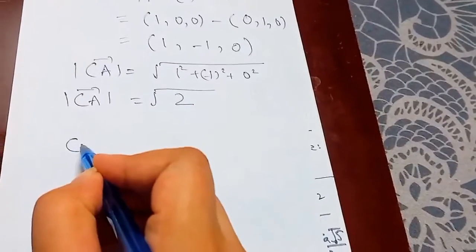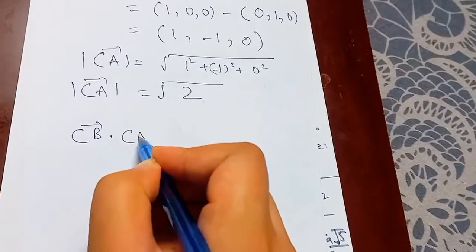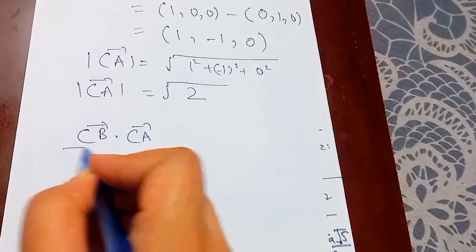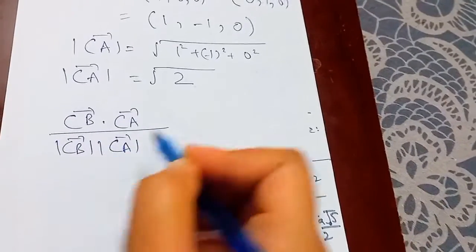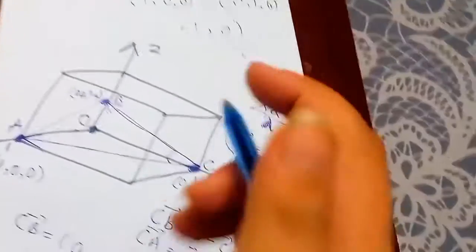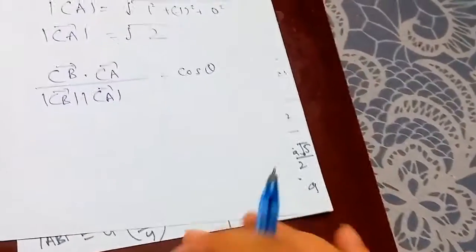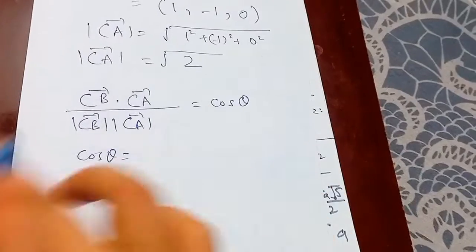Alright, now let's put them into this formula. We have CB vector dot CA vector divided by CB vector magnitude times CA vector magnitude, that is equal to cos of theta. Theta is this angle that we want to calculate in order to calculate the area of the plane. So let's put the values. I'm writing cos theta right here.